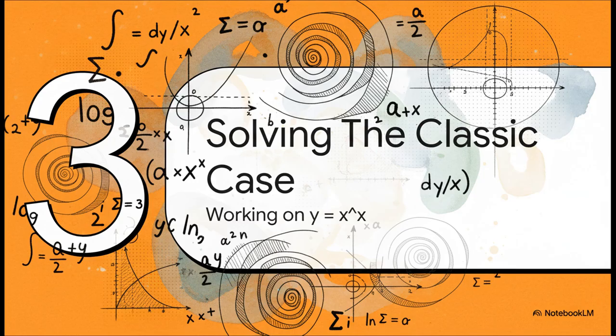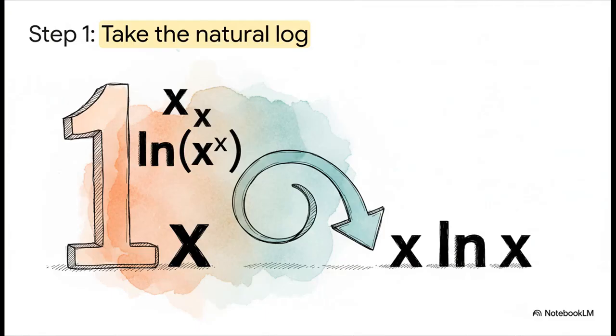Section 3, solving the classic case. We're going to take on that original problem, y equals x to the x. Okay, let's do this. We're actually knocking out the first two steps right here. Step 1, we take the natural log of both sides. That gives us ln of y equals ln of x to the x. Then, step 2, we simplify using our log properties.